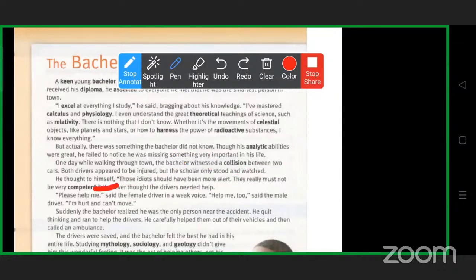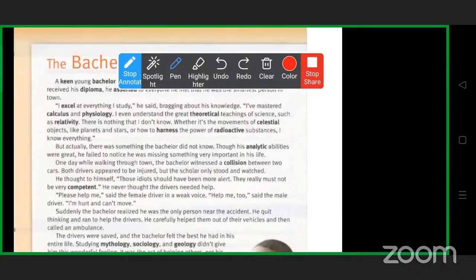He thought to himself, those idiots should have been more alert. He simply said that they could have been more attentive, then they could have been saved. They really must not be very competent. That means they are not able enough to be very much alert in their life, so they were not competent to drive the car. So he never thought the drivers needed help.